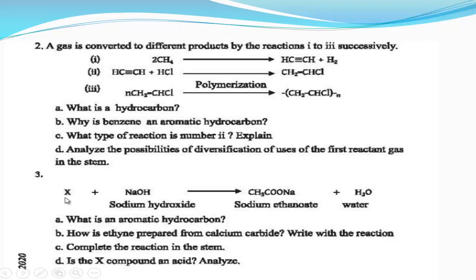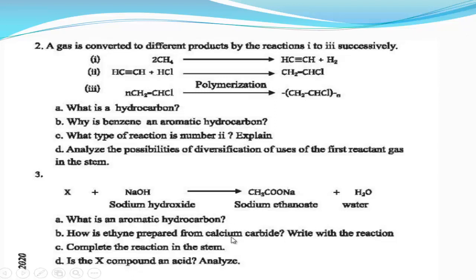Now creative question 3. X plus sodium hydroxide gives sodium ethanoate plus water. You know that sodium hydroxide is a basic substance, and here this is salt and water, and you know that when base reacts with acid there is produced salt and water. So here X will be an organic acid, and from this salt we can easily understand this X is actually ethanoic acid or acetic acid, CH3COOH.